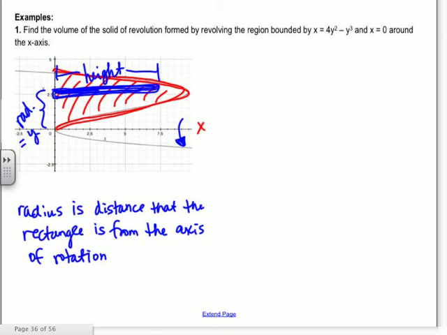Your equation, 4y squared minus y cubed. You could also say minus 0, right? Right minus left, like we've done before. Does that make sense? Right minus left. But our left in this case is the y-axis, so it's 0. Okay, so our height is 4y squared minus y cubed.